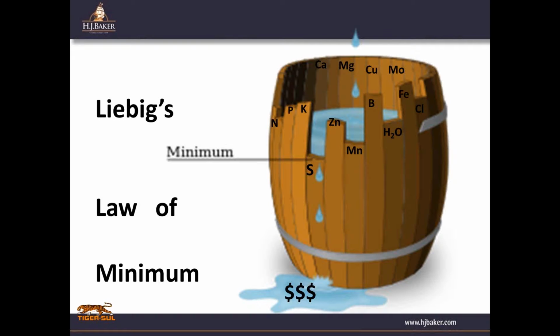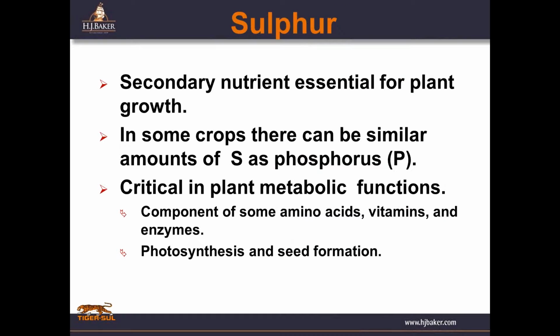Sulfur is a secondary nutrient that's essential for plant growth. In some crops, when you do a plant tissue analysis, you will find similar amounts of sulfur as there is phosphorus in that plant. And sulfur is critical in a number of plant metabolic functions, including being a component of amino acids, vitamins, and enzymes, as well as part of photosynthesis and seed formation.